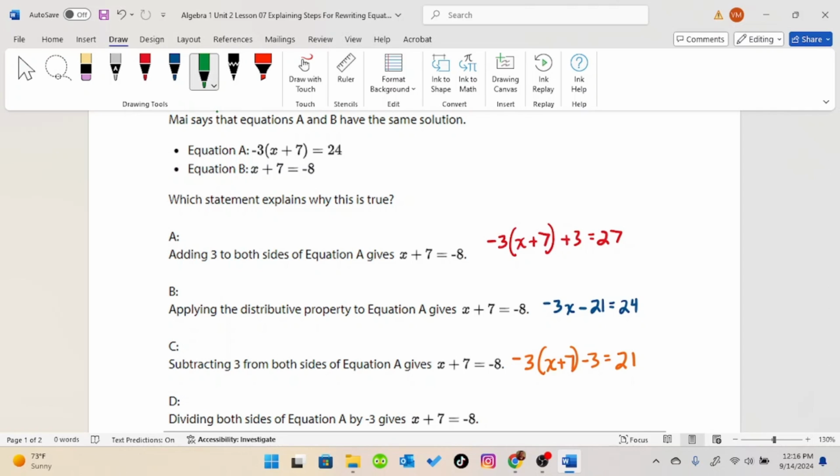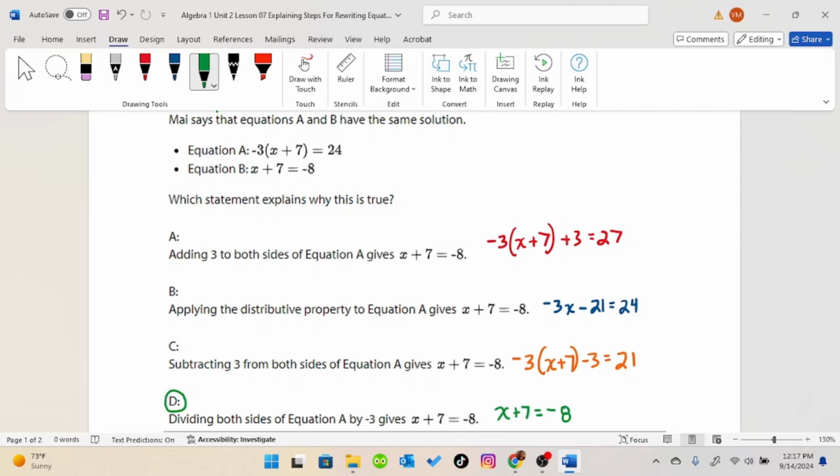Finally, if we look at choice D, it says to divide both sides by negative 3. Well, if we divide negative 3 times x plus 7 by negative 3, the negative 3's cancel out, and we're left with x plus 7. If we divide 24 by negative 3, we get negative 8. That does match equation B, so D is the correct reasoning.